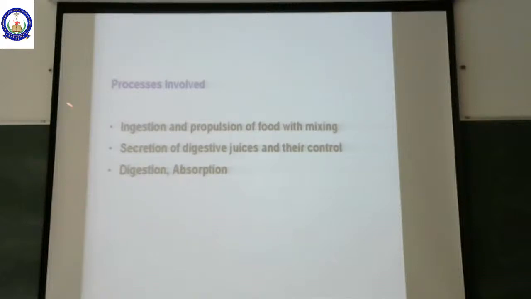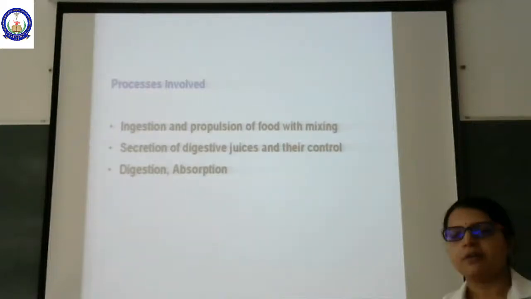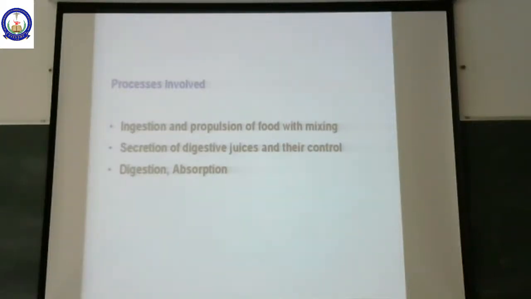Next, secretion of digestive juices and their control. This is very, very important. If the digestive juices are not secreted in sufficient quantity, the process of digestion will be affected, which in turn will affect the process of absorption. So finally, all these processes aid in the digestion of the food and the absorption of important nutrients.